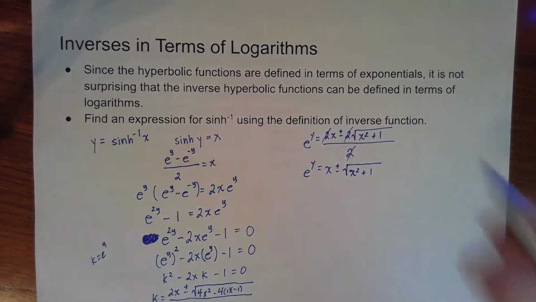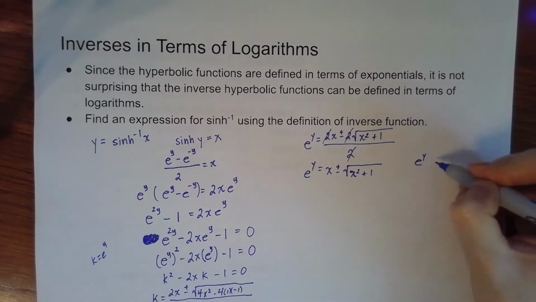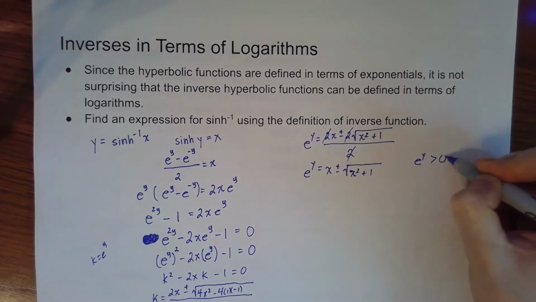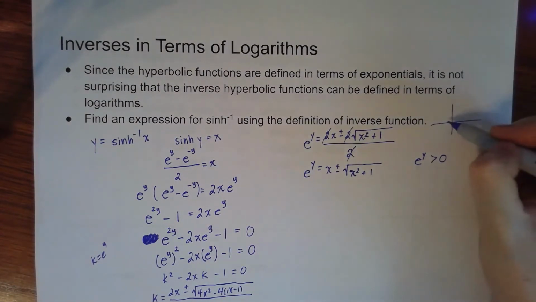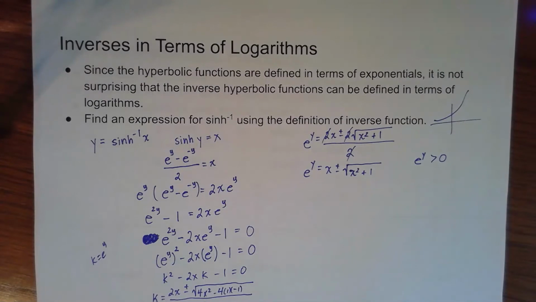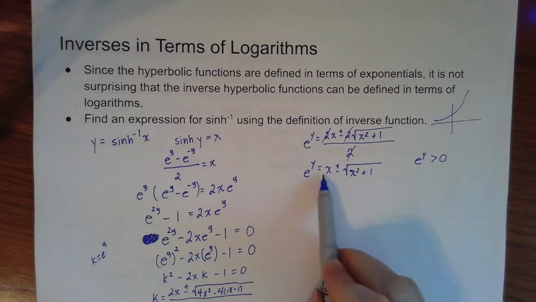Okay, now one thing to note is that e to the y is always a number that's greater than 0. If you think about the graph of e to the y, it looks like that, right? And it has to be greater than 0. So I have to ensure that whatever expression over here is also greater than 0, or they can't be equal.